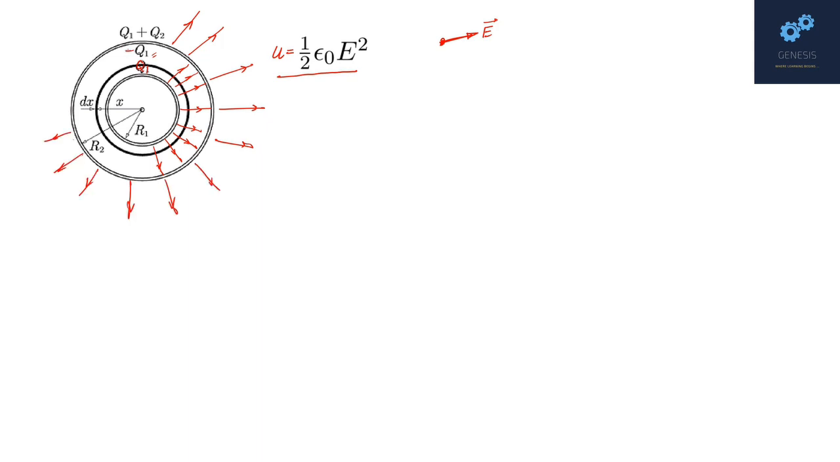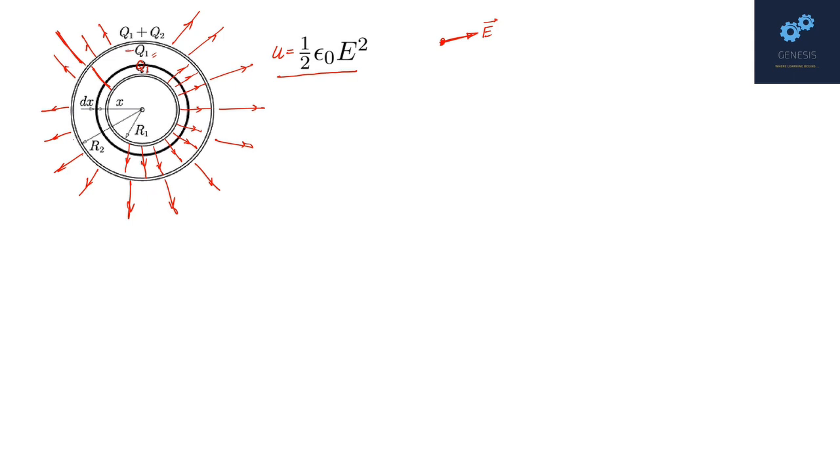From what we know about conductors, we can assert that Q1 minus Q1, Q1 plus Q2 are all uniformly distributed. And that is why I'm drawing the field lines radially outward and straight. So now we can visualize the situation as the energy of the system lies in this inner region and in this outer region. That is where the field is, and that is where the energy resides.